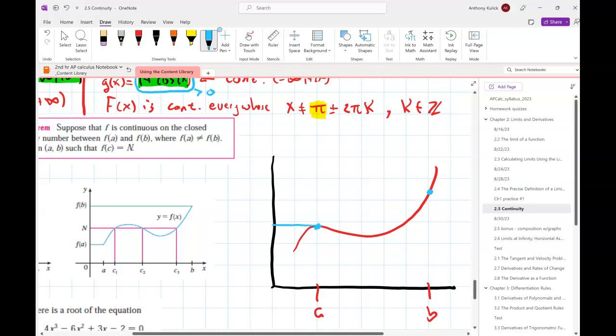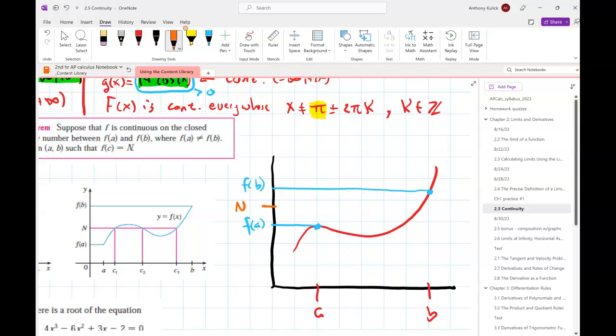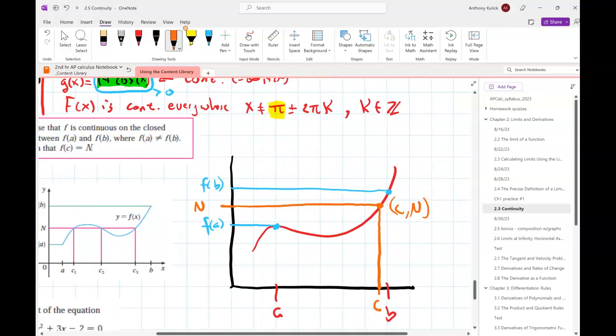So it's saying then, if I look at the coordinates f of a and f of b, the y values, and I pick some number in between that, n, I can find some point on the curve that has that y coordinate, and I can find its x value that would match to that. So if I pick some value between those upper and lower bounds on that interval, I can find an x value in the domain interval that gives me that specific number.